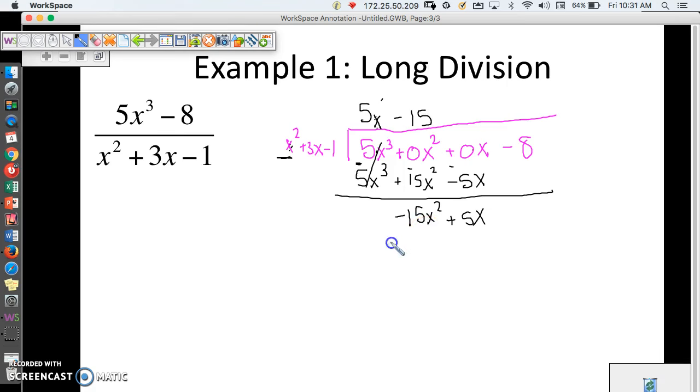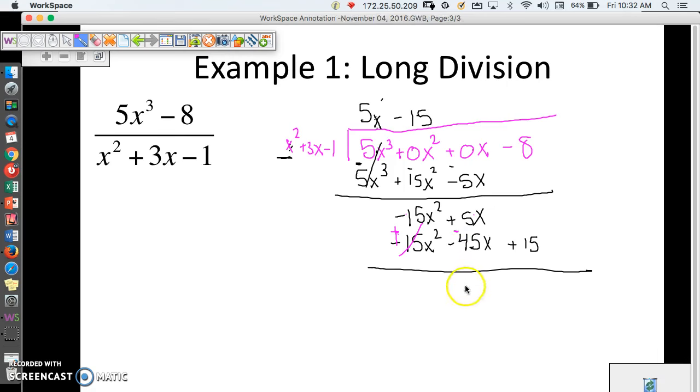And now we multiply it out. Negative 15 times x squared is negative 15x squared. Negative 15 times 3x is negative 45x. And negative 15 times negative 1 is positive 15. And then all we do once again is we subtract. So negative 15x squared minus negative 15x squared is 0. 5x minus negative 45x, that turns out to be 50x. And then we still have this 8, so negative 8 minus 15 is negative 23. And since x squared can't go into this, this is our remainder.